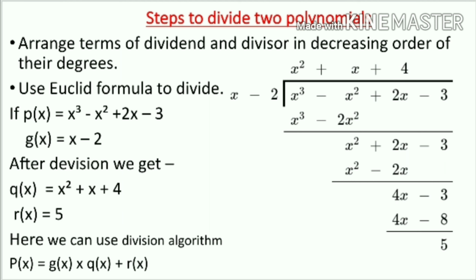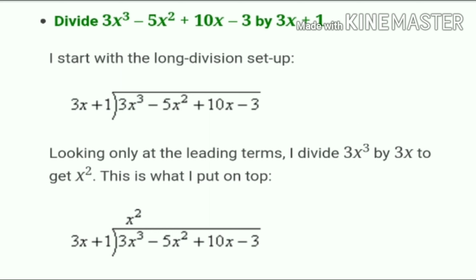Okay, see one example now. Divide 3x cube minus 5x square plus 10x minus 3 by 3x plus 1. So I start the long division setup. Looking only at the leading terms, I divide 3x cube by 3x to get x square. This is what I put on top, because when 3x cube is divided by 3x, we get x square. The steps we followed in simple division, we will also follow here.